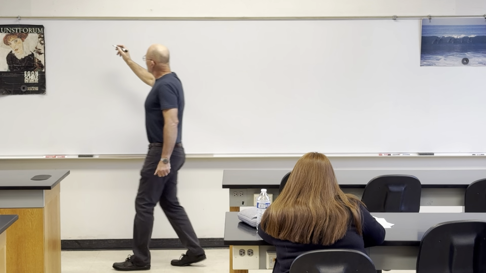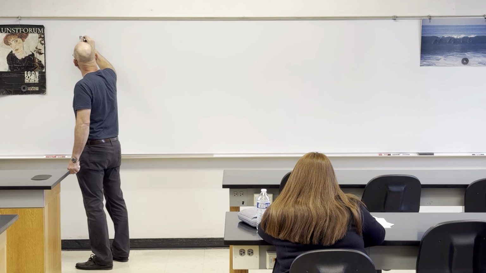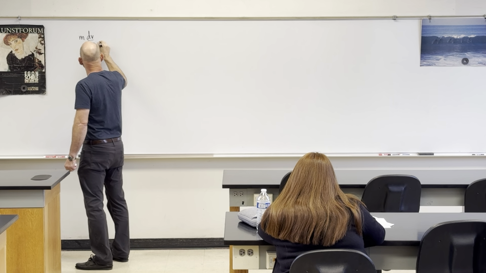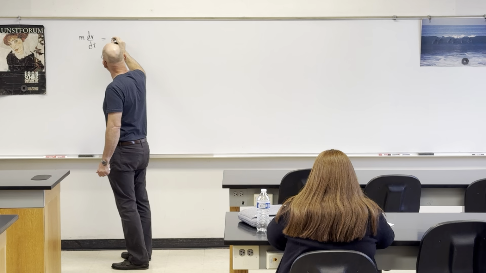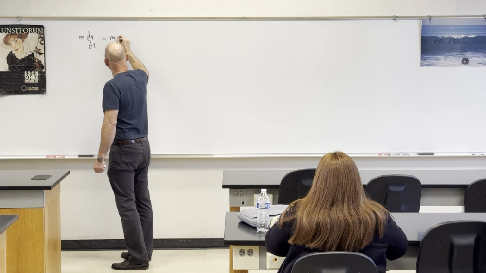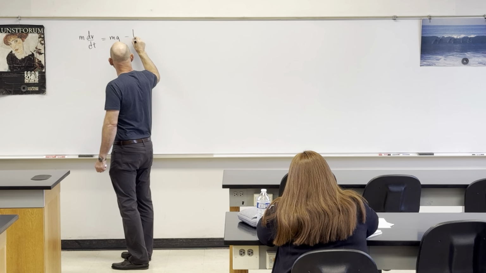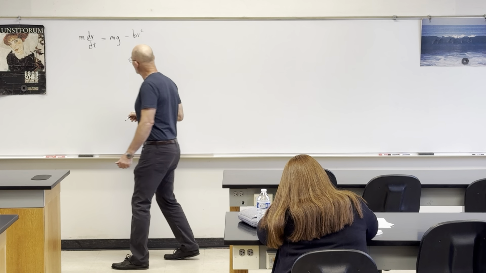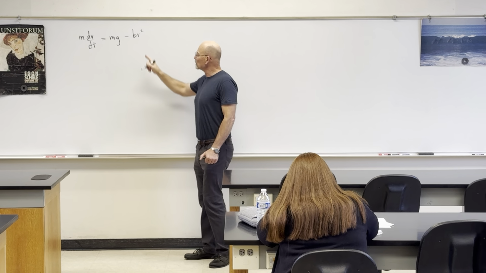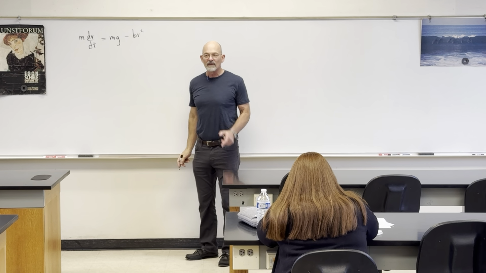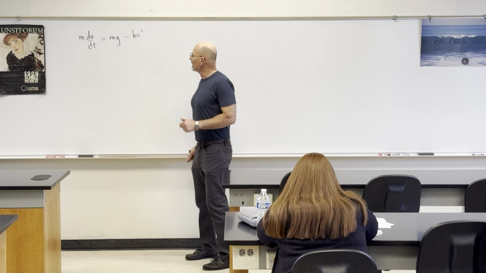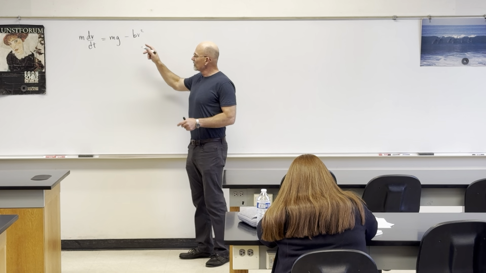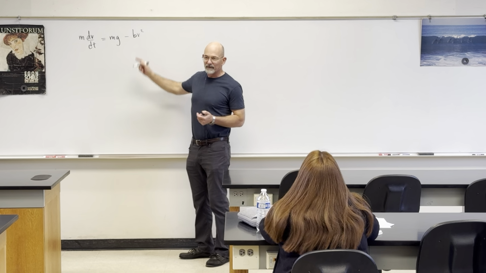So here we go. This was our problem. Mass times acceleration is equal to mg minus, I used the letter b instead of k, b v squared. So that was that problem with the quadratic dependence. Remember, we solved the linear dependence. And we saw that the linear friction law would be for slow speeds, this one would be for high speeds.